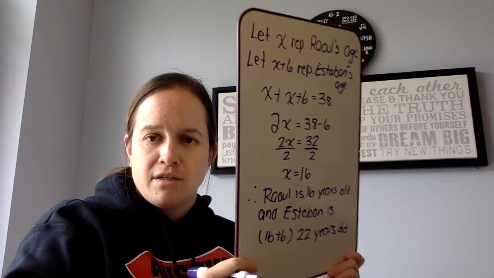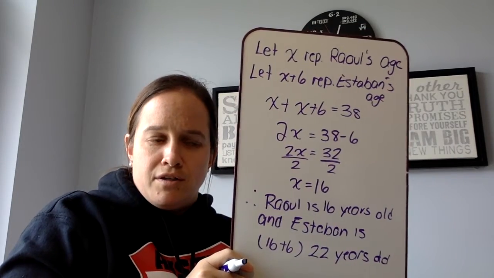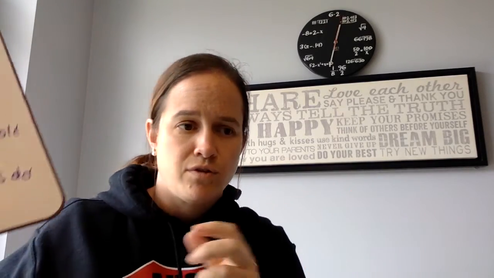There you have it, a level 4 word problem solution. Your let statements, equation, solve the equation, your therefore statements. So that is number 4. We'll take a look at number 6.